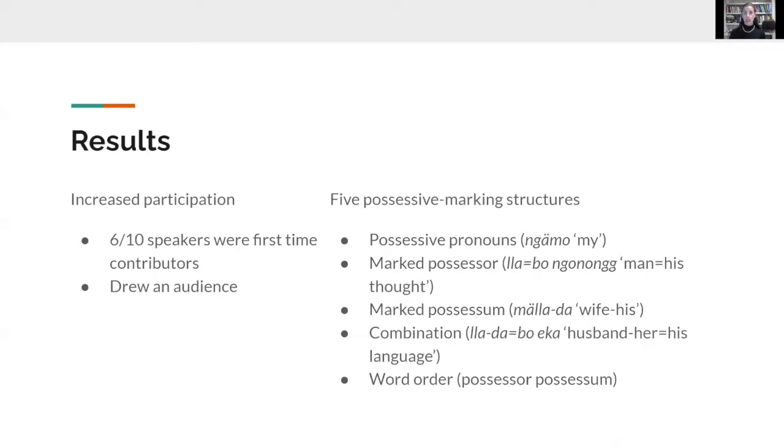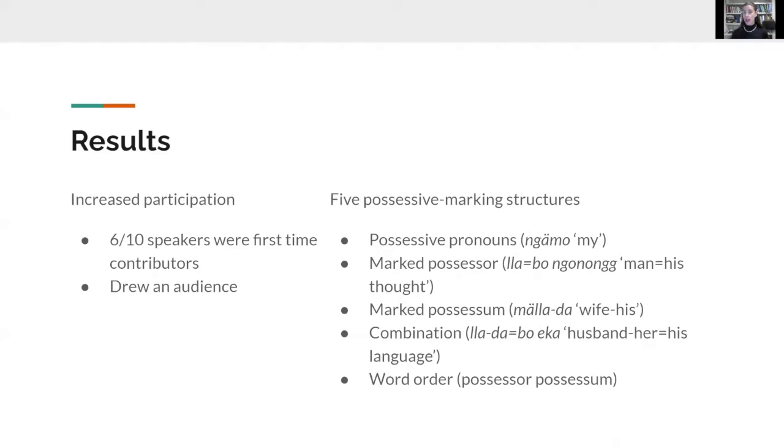The possessor is marked with this possessive clitic. The third strategy is the marked possessum, and this only happens with some kinship terms. So in Marada, that means his wife. The da there is his.